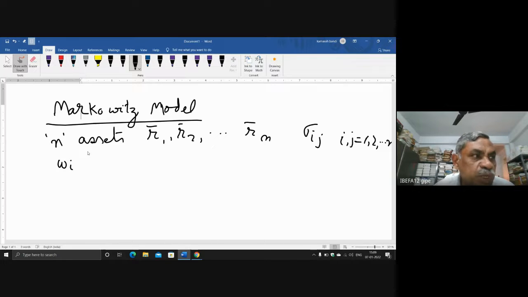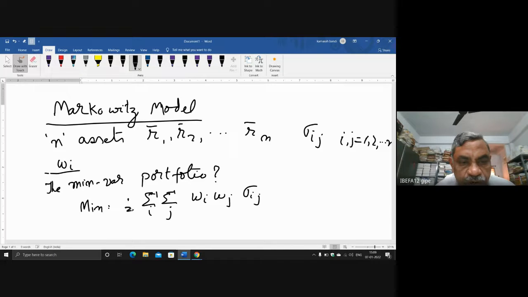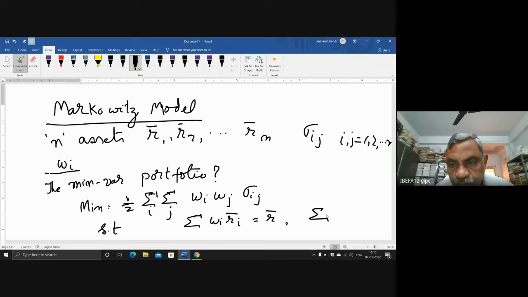Now, to find the minimum variance portfolio, how do we work it out? It is an optimization problem. Minimize the double summation over i, j of w i w j sigma ij, the variance, which is quadratic. Of course, the half doesn't matter because it is a constant. Subject to summation w i r bar i equal to the given mean return, and summation w i equal to 1. So this is the optimization problem.